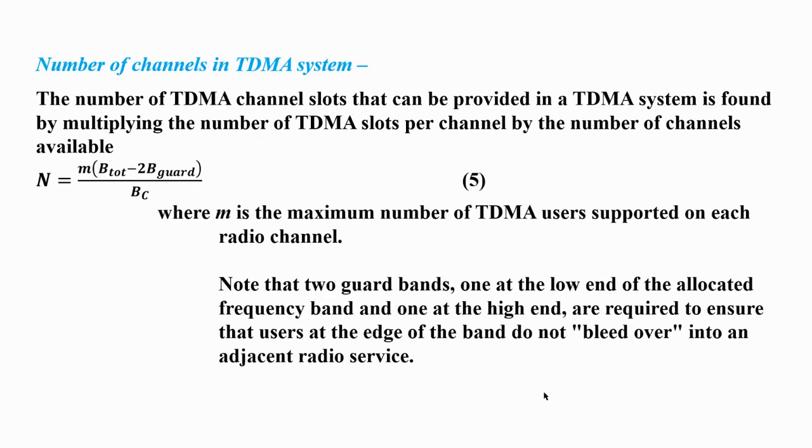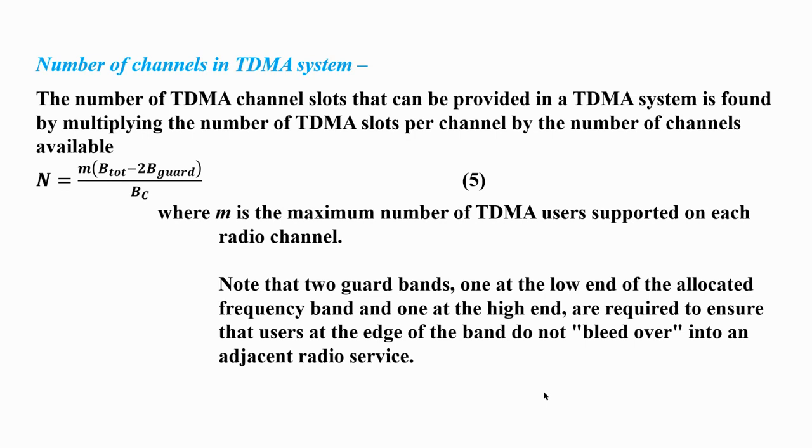The number of channels in a TDMA system is calculated using the given formula: N equals m times (B_total minus 2 times B_guard) divided by the channel bandwidth. If we substitute these values, we can determine the number of bits which can be transmitted over a single TDMA frame. So this is the concept of TDMA.